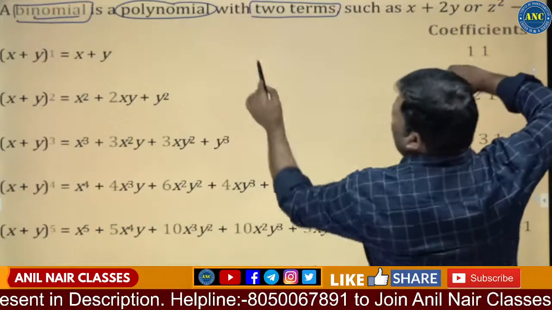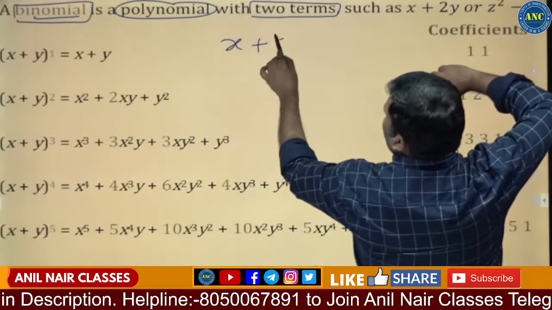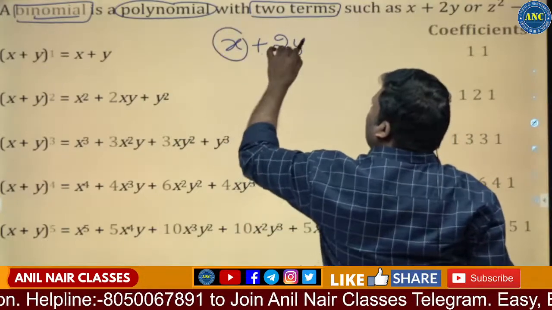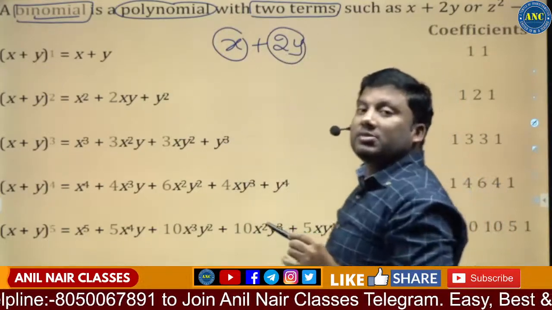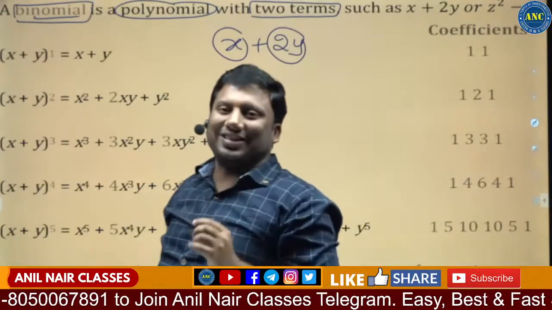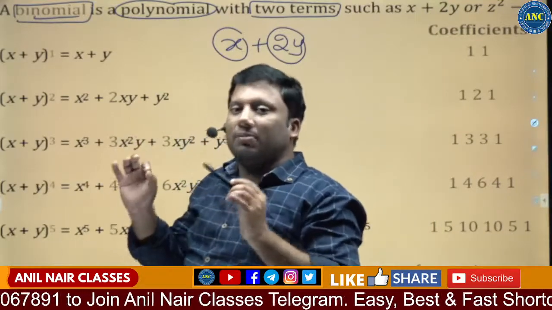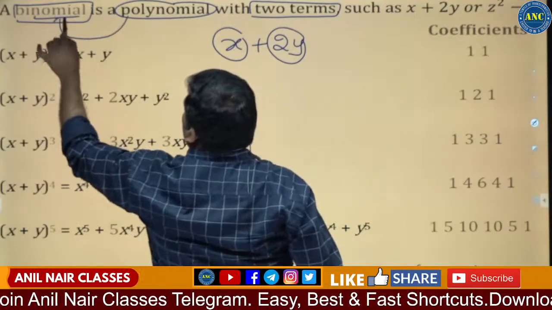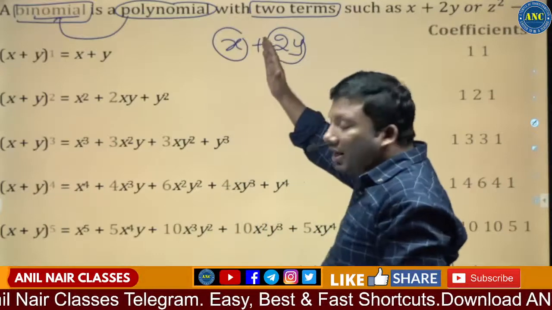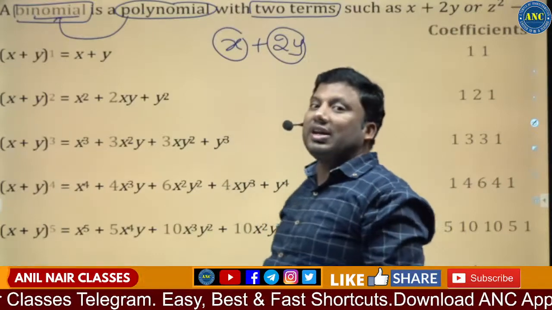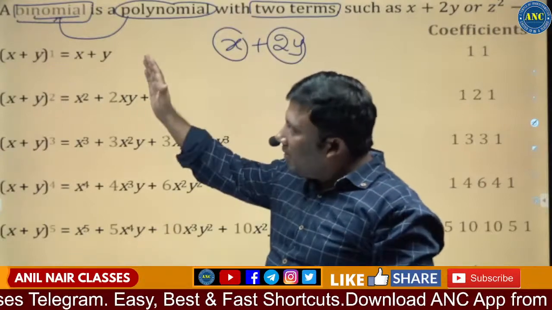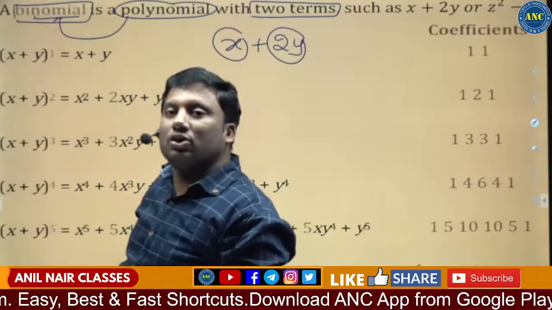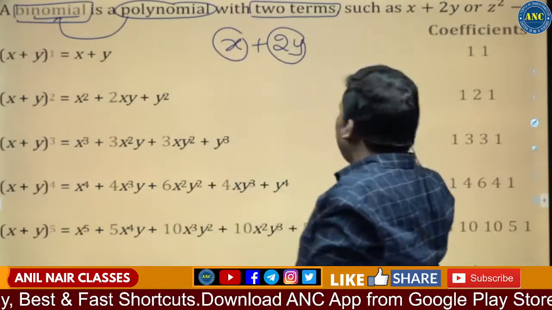Suppose you see x plus 2y. x is one term and 2y is another term. How many terms are there in this expansion? 2 terms are there in this expansion. If a polynomial has got 2 terms, then that polynomial is called a binomial. If a polynomial has got 3 terms, it is called a trinomial. Tri is 3, bi means 2. A polynomial with 2 terms is called a binomial.